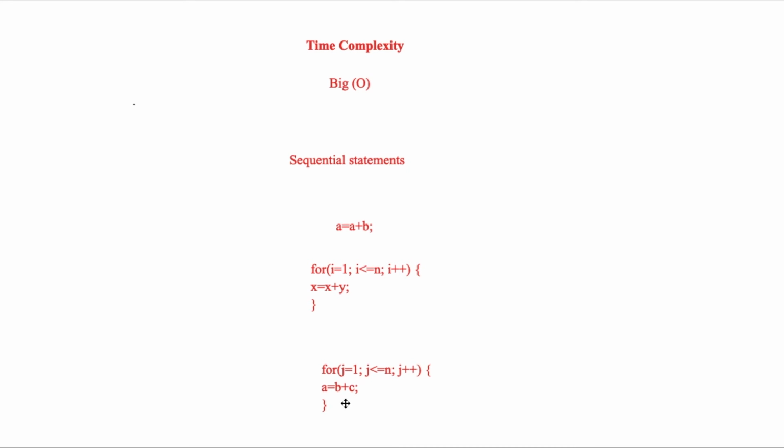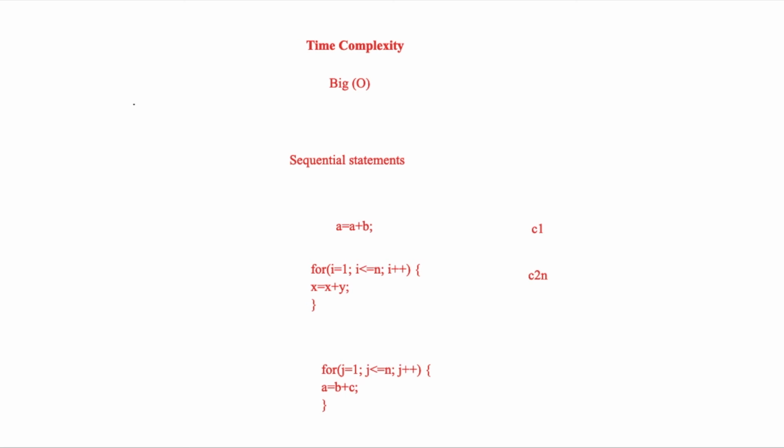And the third statement is a for loop with j less than or equal to n, which will run till it matches this particular length, either equal to or less than. And again inside it, a equals b plus c is a constant time which it will be taking. So let's say a equals a plus 1 is constant time c1.